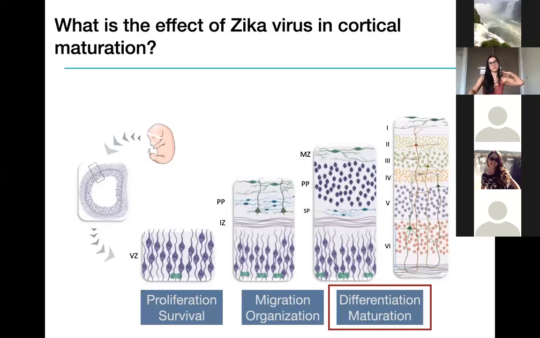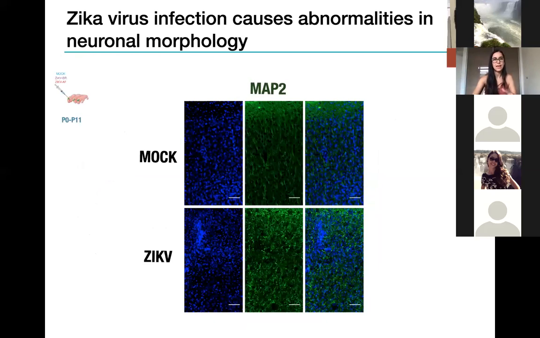Right. So as I was saying, we looked now at the maturation or the morphology of those neurons upon Zika infection. First, we look at MAP2. MAP2 is a microtubule regulating protein, which is labeling mainly the dendrites. And we can see the labeling is very different.